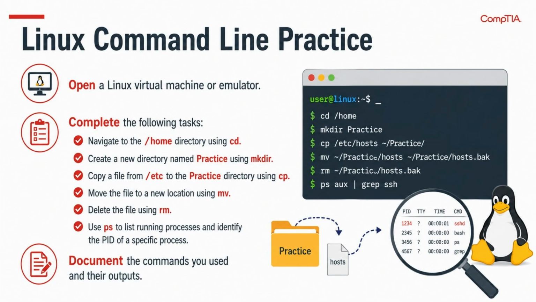Time for practice. Linux command line. Open a Linux virtual machine or emulator, then navigate to /home with cd. Create a directory named practice with mkdir, copy a file from /etc into it with cp, move the file to a new location with mv, delete it with rm, and use ps to list running processes and identify a specific process's PID, documenting each command and its output.